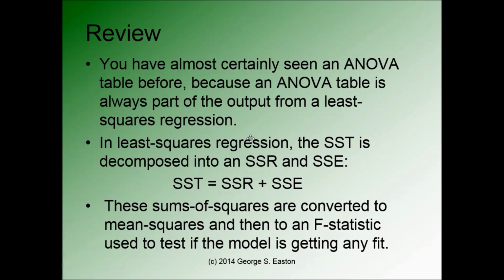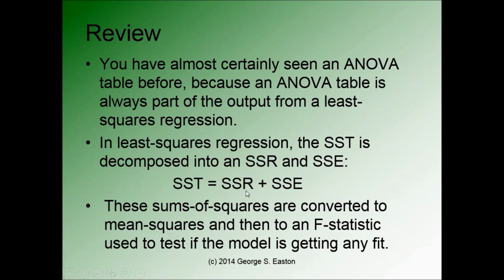Now, you have almost certainly seen an analysis of variance or ANOVA table before. And the reason is that an ANOVA table is always a part of the output from any least squares regression analysis. You may recall that in least squares regression, we compute a sum of squares total and decompose it into a sum of squares regression and a sum of squares error. In fact, the formula is that the sum of squares total is equal to the sum of squares regression plus the sum of squares error.